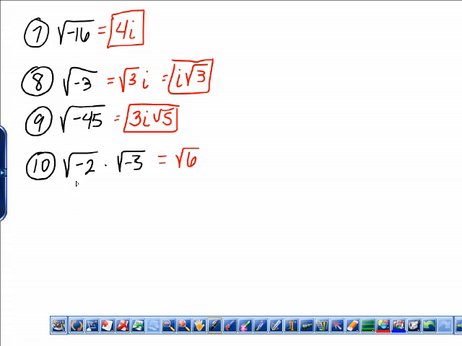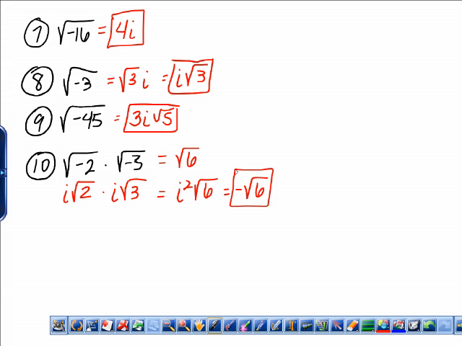Okay. So let's look at what these would be individually. These would be i square root of 2 times i square root of 3. And let's see what we have here. Then we'd have i squared square root of 6. So you would then have negative square root of 6. So which one do you think is right? It's this one. Okay, if you go at it the first way, that's fine, but you need to know that that's going to be a negative square root of 6. So you'd have to put the negative in.